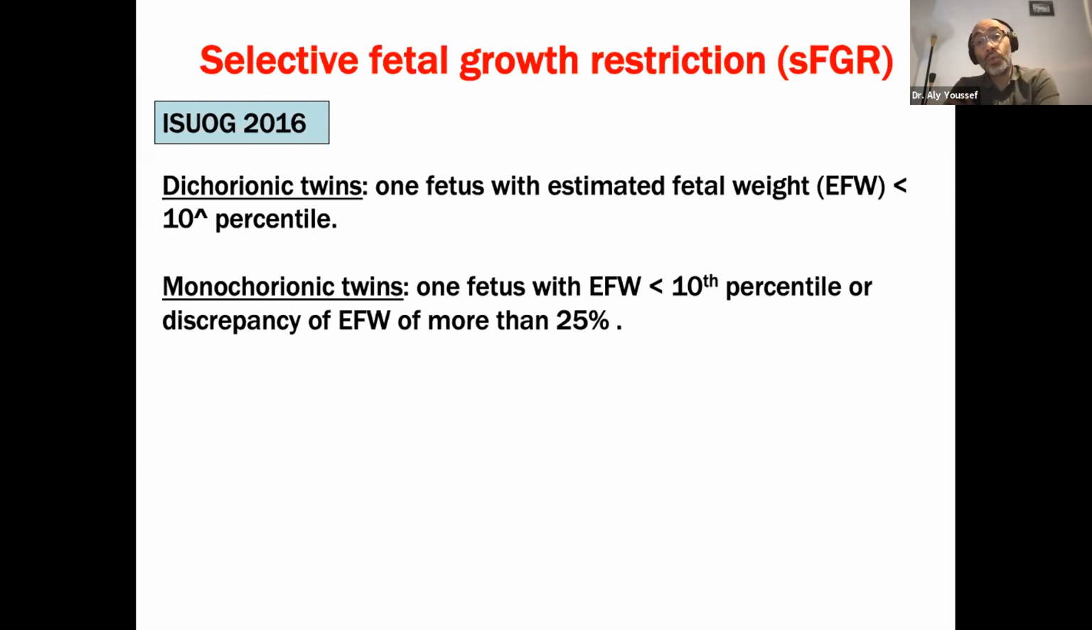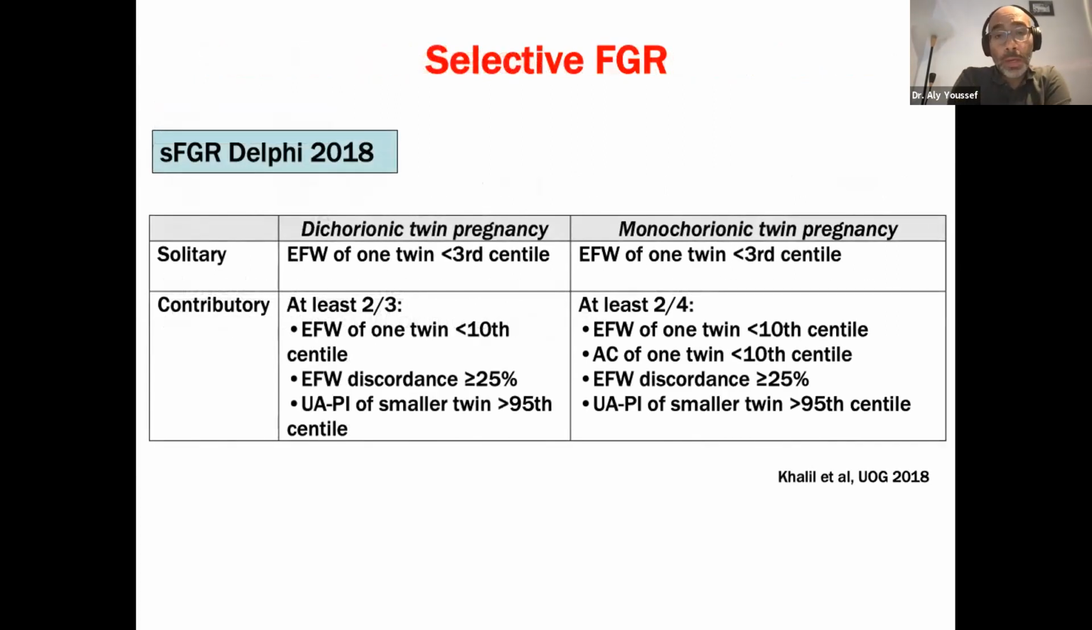Okay, so how do we calculate the discrepancy between the twins? It is the estimated fetal weight of the large baby minus the estimated fetal weight of the small baby, divided by the estimated fetal weight of the big twin, multiplied by 100. Okay, so the large minus the small divided by the large, multiplied by 100. This discrepancy, if it's more than 25%, is associated with a higher risk of complications.